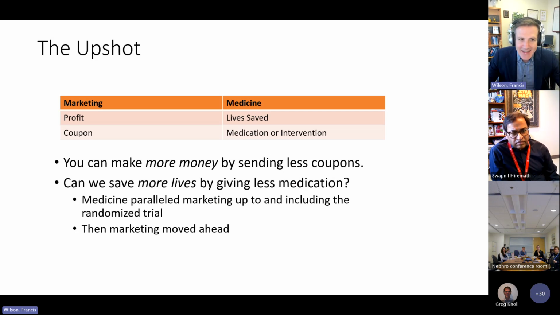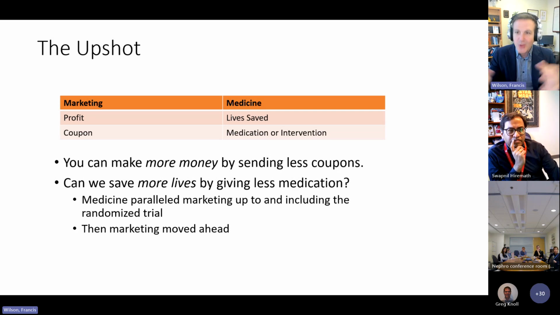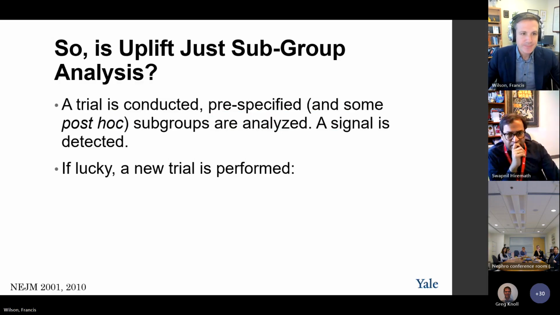The fundamental insight is there is a way to make more money by sending fewer coupons, right? If you send coupons to everyone, you don't maximize your profit. The way you maximize your profit is sending coupons only to those people that it'll change the outcome. Similarly, in medicine, it is possible to save more lives or improve your outcomes in a population by giving fewer people the medication. Medicine and marketing paralleled each other up to and including the randomized trial, but marketing has moved ahead. They've realized that you need to personalize who you target this to.